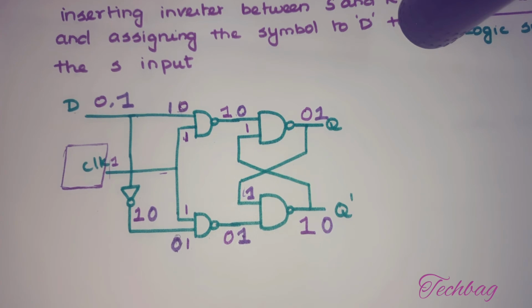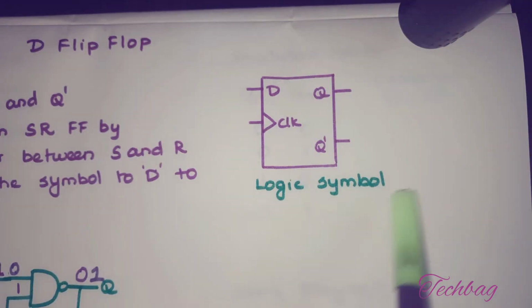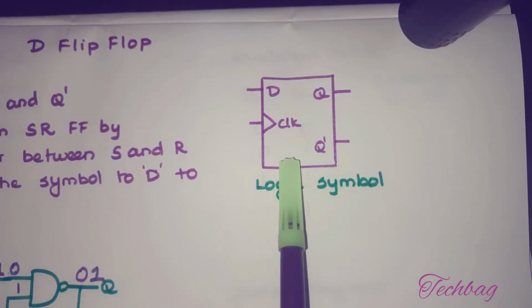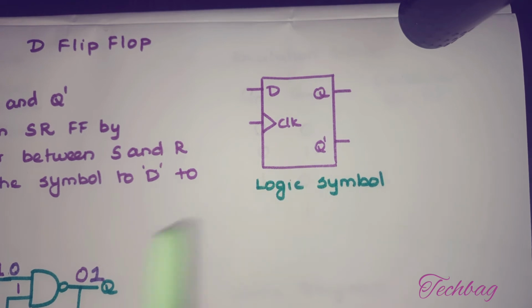And the application of this D flip-flop is that it is mainly used in shift registers because it holds the value given in the input without any change in that input. So it is normally used in registers. This is the logic symbol of positive edge triggered D flip-flop. This triangle represents positive edge triggering.